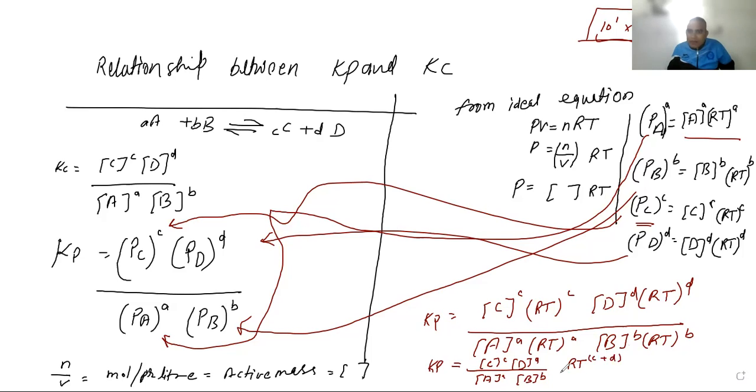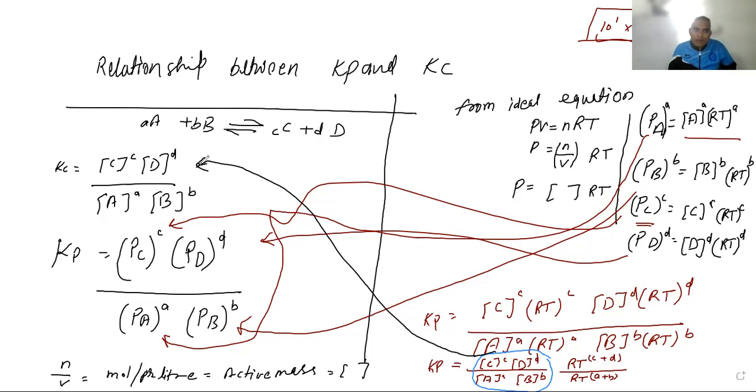And then again downside it is again going to be RT and A plus B. See, here one more thing is there: C power C, D power D, and B power B. This total value is equal to what? Here, C power C, D power D, A power A, B power B.